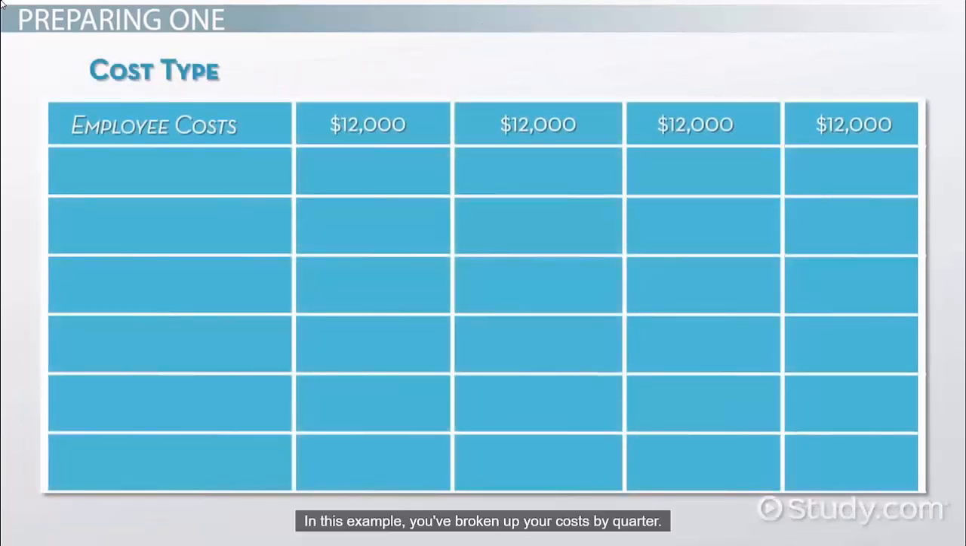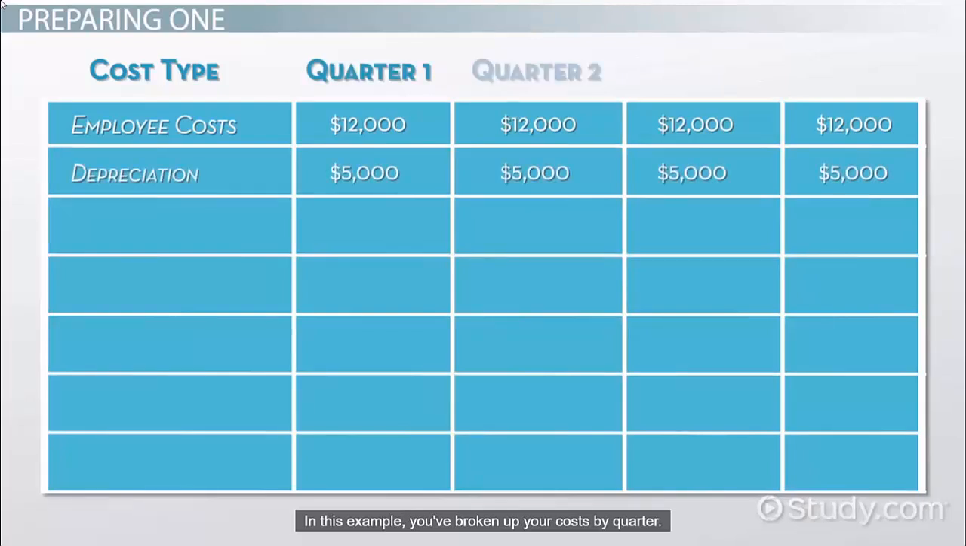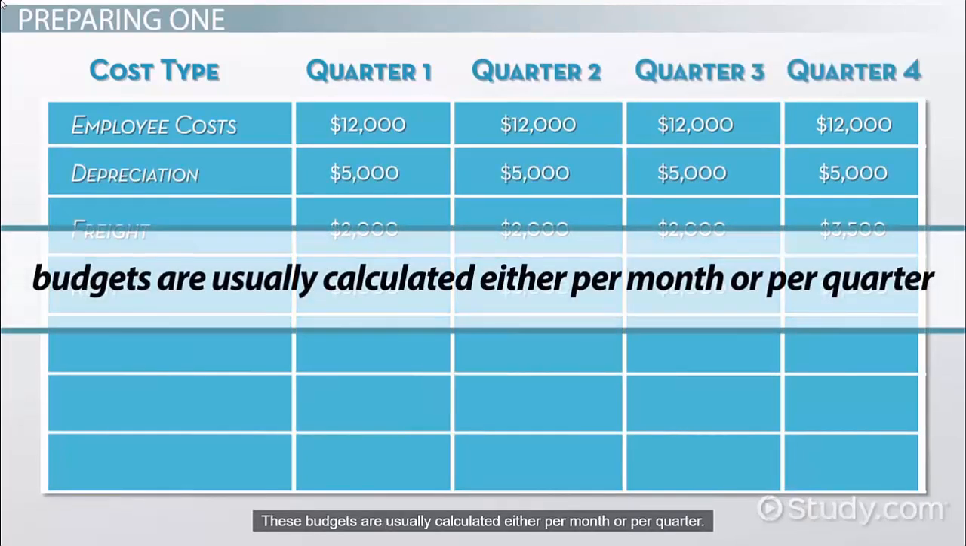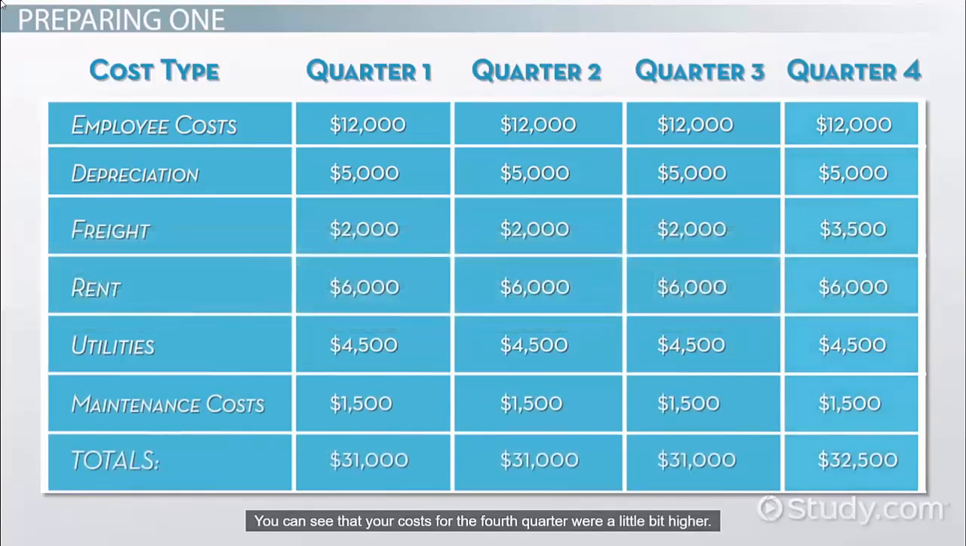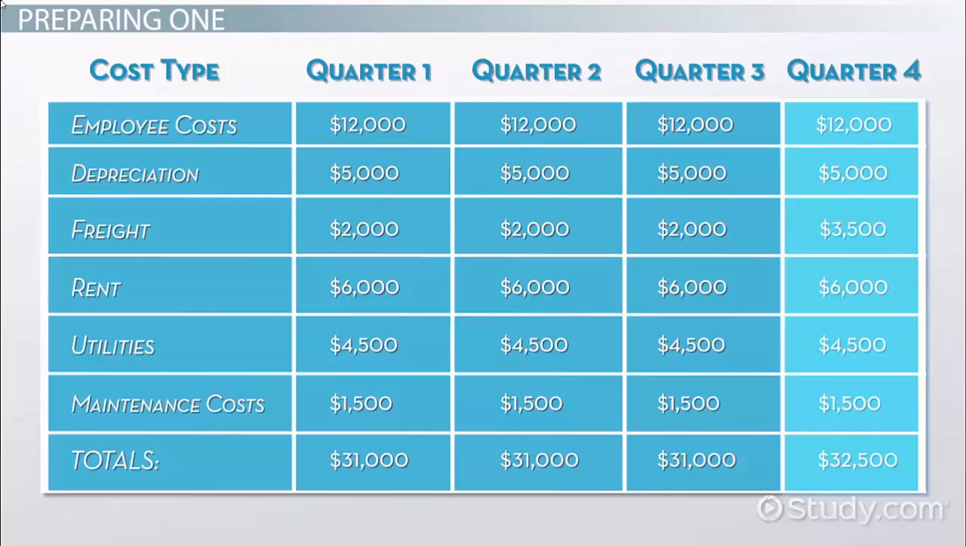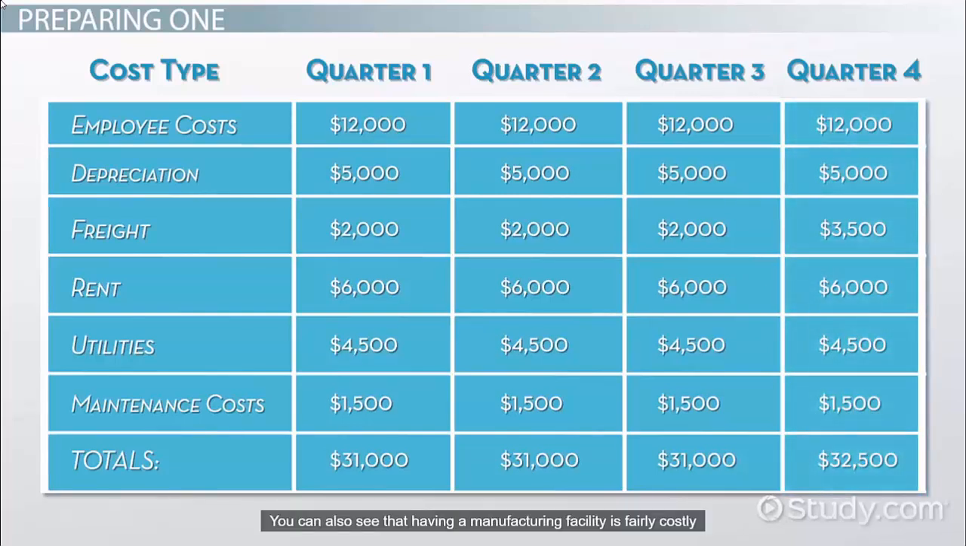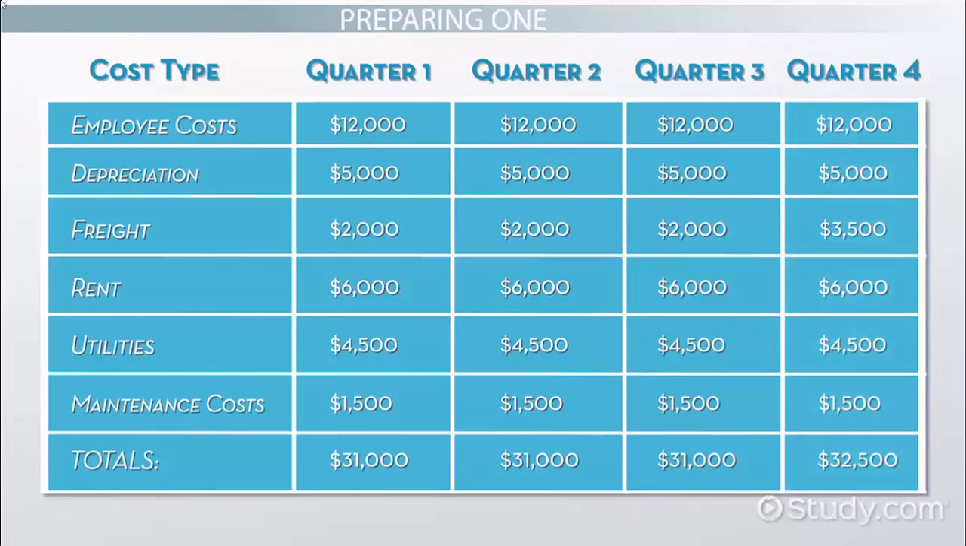In this example, you've broken up your costs by quarter. These budgets are usually calculated either per month or per quarter. You can see that your costs for the fourth quarter were a little bit higher. This was because you had more finished goods to move around for the holiday season, so your freight costs were a little more in the fourth quarter. You can also see that having a manufacturing facility is fairly costly.